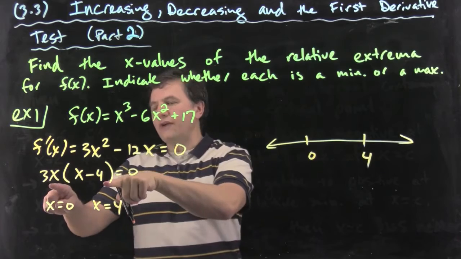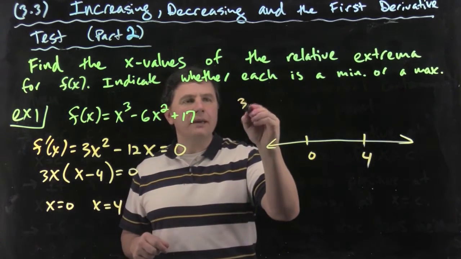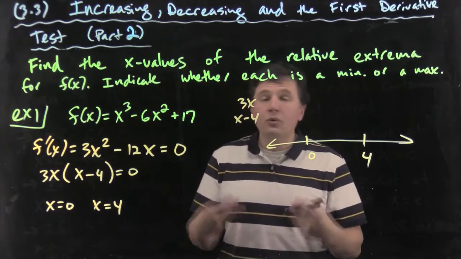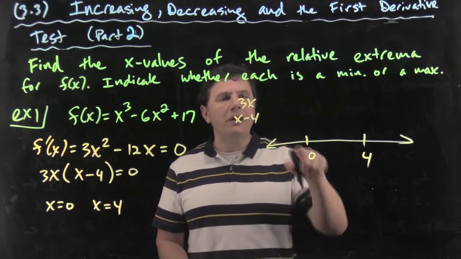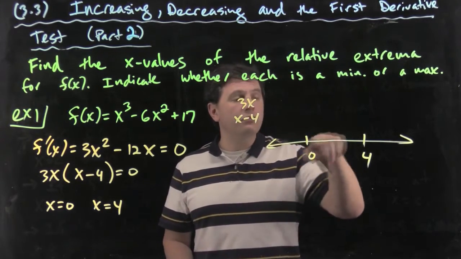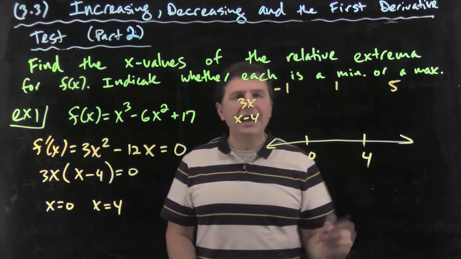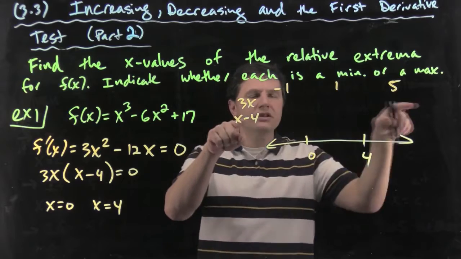Put both our factors. This will save us the time of actually calculating the values. We don't have to calculate the values. We just have to know if they are negative or positive. So pick a test point from each region. So -1, 1, and 5. And all we're going to do is determine the signs in each.